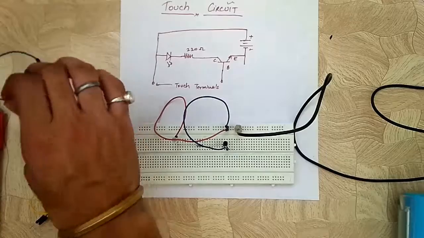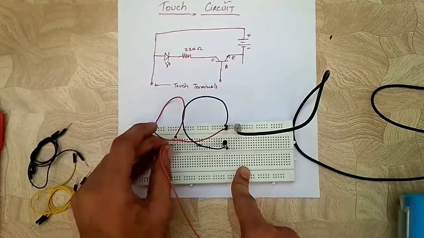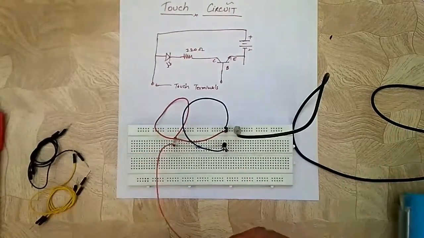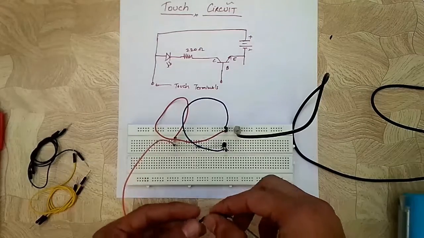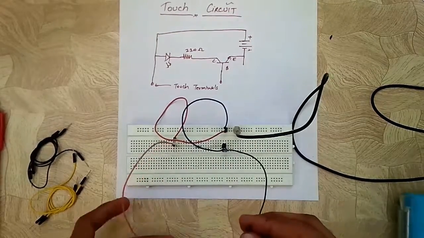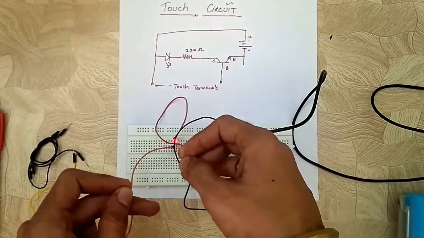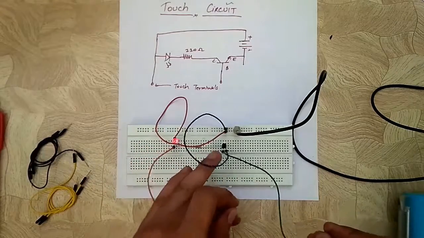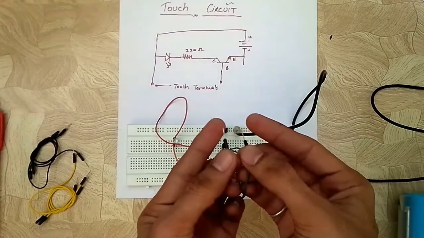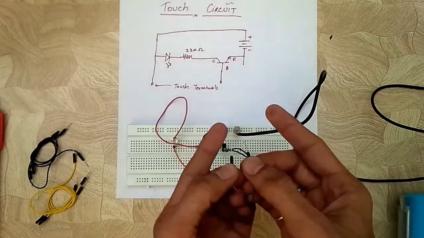Now two more connections for the touch input. The first touch input will be this one, the positive terminal of the LED, and the second touch terminal will be the base of the transistor. Now when we touch these together, we can see here the LED is glowing. Here I am touching it and the LED starts glowing up.